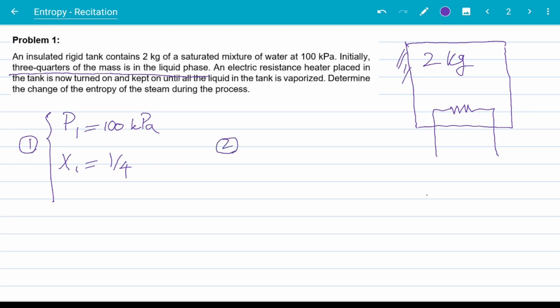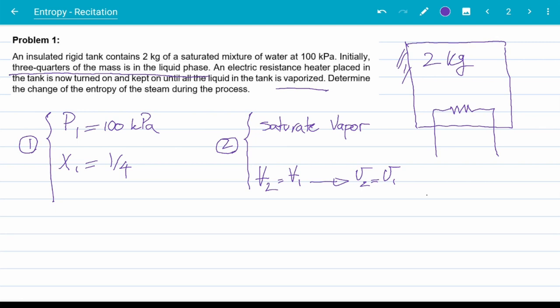So quality is 1/4. What do we know about the final state? At the final state, we don't know anything about the pressure, but we know that the entire liquid is vaporized. We turn off the process the moment that the entire liquid vaporizes. That means we are dealing with saturated vapor, and because the volume of the tank does not change, it's a rigid tank, we know that the second volume is equal to the initial volume, and because the mass is not changing, we can conclude the specific volume 2 is equal to specific volume 1. Now these are the things that we can get from the problem definition. Now, we want to find the change of entropy of this steam during this process.